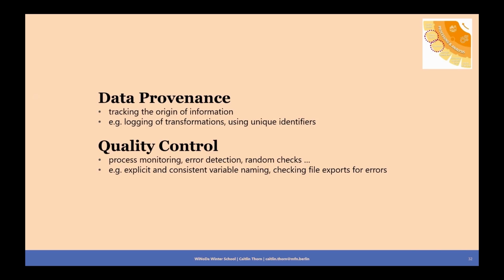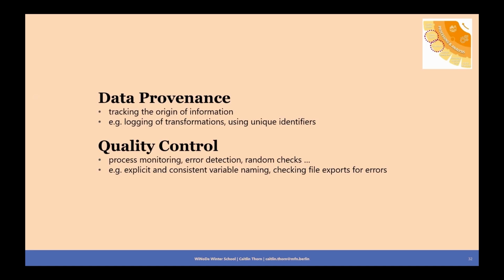Then, of course, we want to quality control our data, which is process monitoring, detecting errors, and doing random checks to ensure your data fulfills everything you need it to. For example, explicit and consistent variable naming and checking file exports for errors, making sure that even basics like the file will still open when you're ready to publish it, as well as the specifics of maybe following a controlled vocabulary if you're using a metadata format. There are so many ways to quality control data, and that can definitely be its own session. I'm not sure if you have one specifically, but that's a whole other topic, but something to keep in mind here as well.